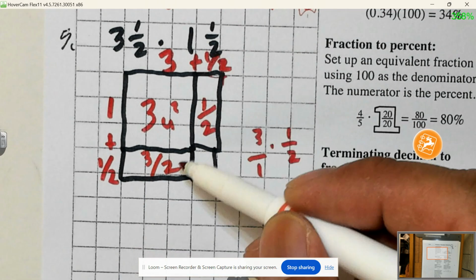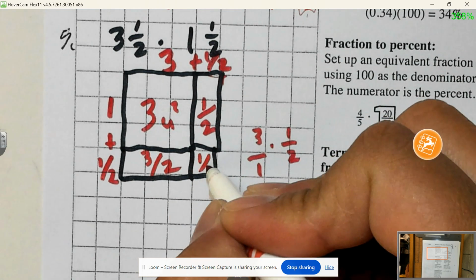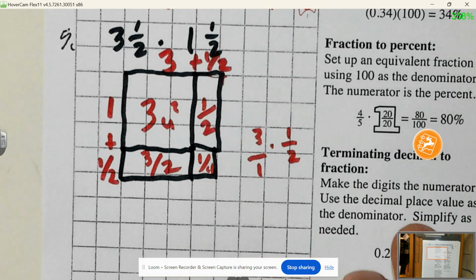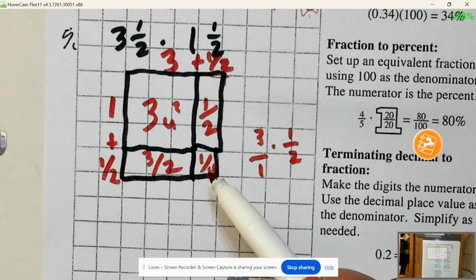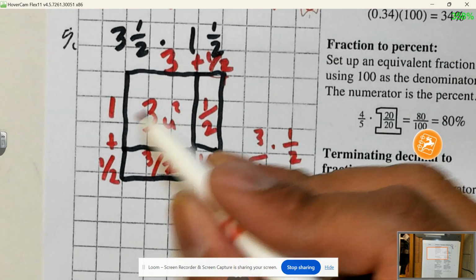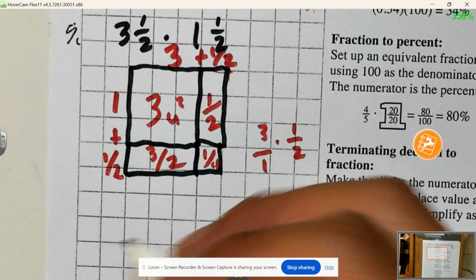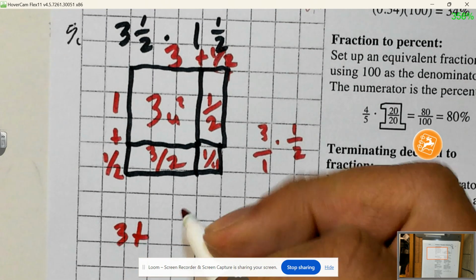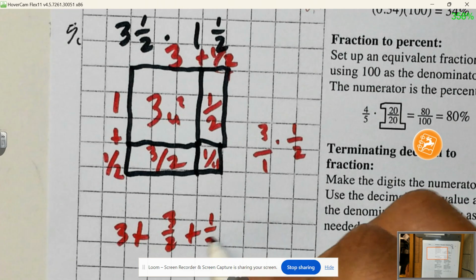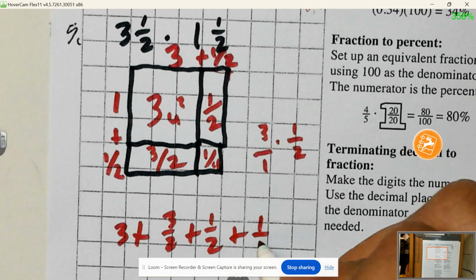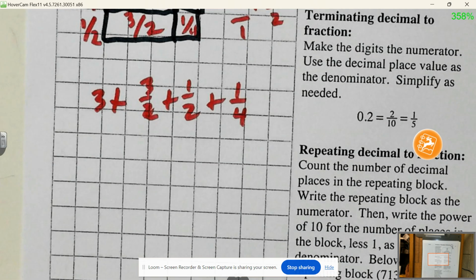And then this rectangle would be 1/2 by 1/2. 1/2 times 1/2 is 1/4. Now we have all these different rectangles: 3, 1/2, 3/2, and 1/4. To find the total area of these rectangles, we're going to add 3 plus 3/2 plus 1/2 plus 1/4.